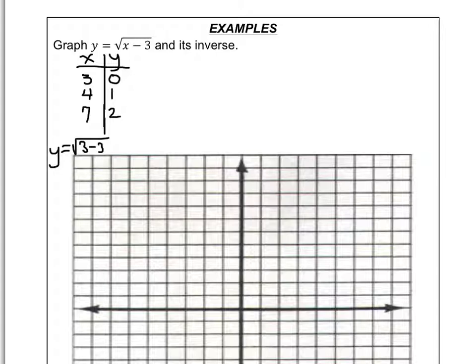Okay, so that's the function. So I'm going to graph this. Right 3, 0. Right 4, up 1, and right 7, up 2. Okay, so there's the graph of y equals the square root of x minus 3. Now, the inverse.